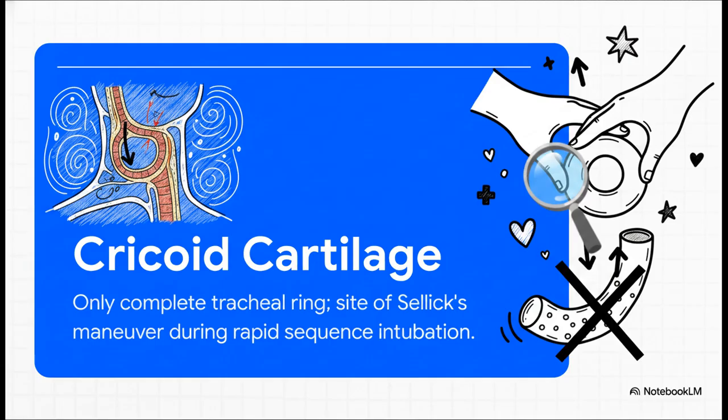In a crisis, like an emergency rapid sequence intubation or RSI, anesthesia might actually ask you to apply Sellick's maneuver. That literally means putting direct physical pressure right on this exact cartilage. Why? To compress the esophagus and stop the patient from aspirating stomach contents into their airway. It's a real game changer to know exactly where that is.